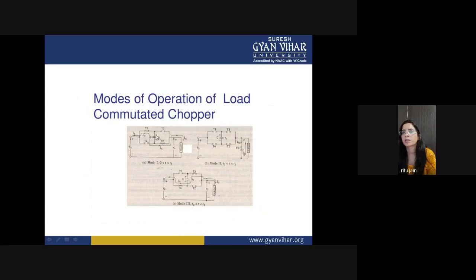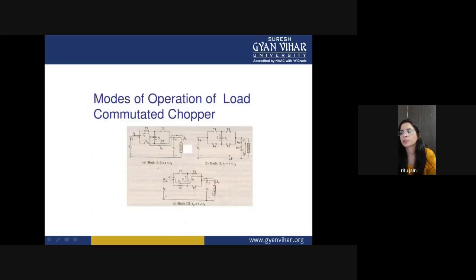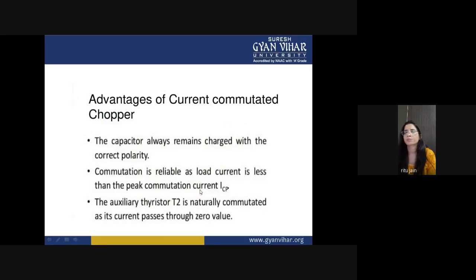In this case, this terminal is negative and this terminal is positive, which puts your capacitor in reverse biasing. So in mode second, thyristors T1, T2, T3, T4 will remain in off condition. This terminal is positive, this is negative, so it will make T1 and T2 turn on. Only the freewheeling diode current will flow through the freewheeling diode. And in mode third operation, thyristors T3, T4 will be turned on again, and T1 and T2 will be turned off. So what are the advantages of current commutated chopper?